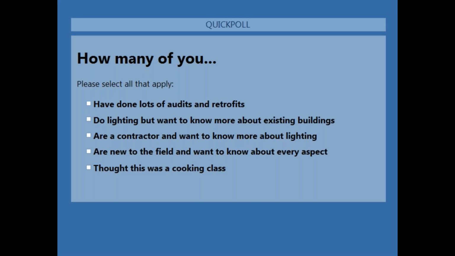Let me share the poll results. We have a great majority that do lighting but want to know more about existing buildings. It's almost 50% there. Other big answer, hey, new to the field, want to learn many aspects of lighting. And also a good third of our audience have done many audits and retrofits, so assuming looking for a refresher. Excellent.